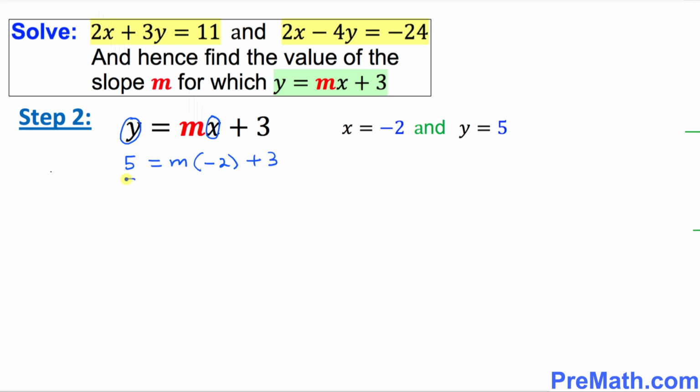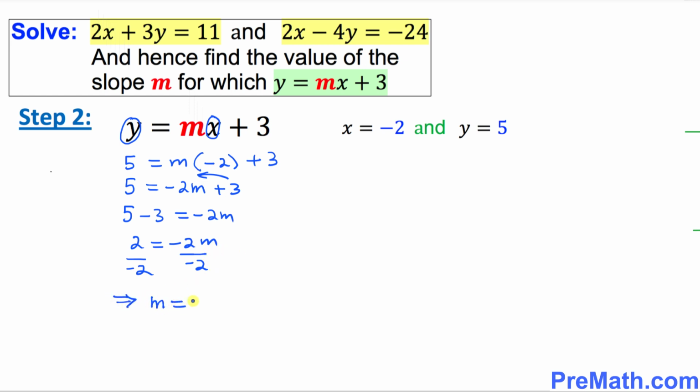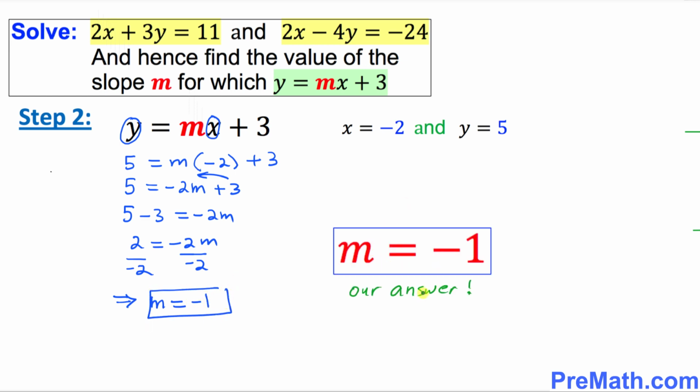Let's simplify. So 5 equals -2m plus 3. Let's move this 3 to the other side. That's going to be 5 minus 3 equals -2m. On the left hand side, that gives you 2 equals -2m. Let's divide both sides by -2 to isolate m. So m turns out to be simply -1. Thus m equals -1 turns out to be our final answer.